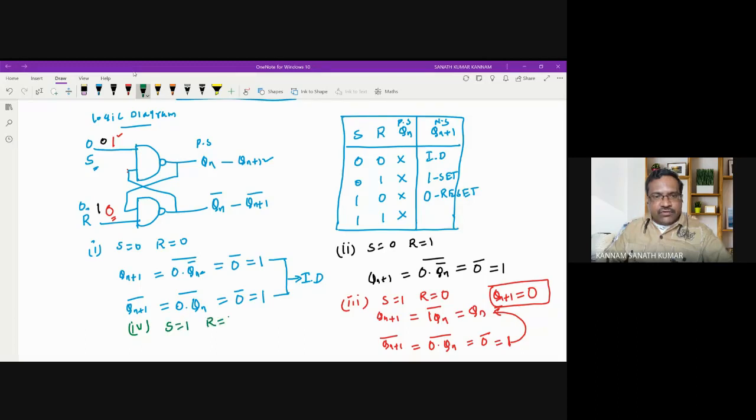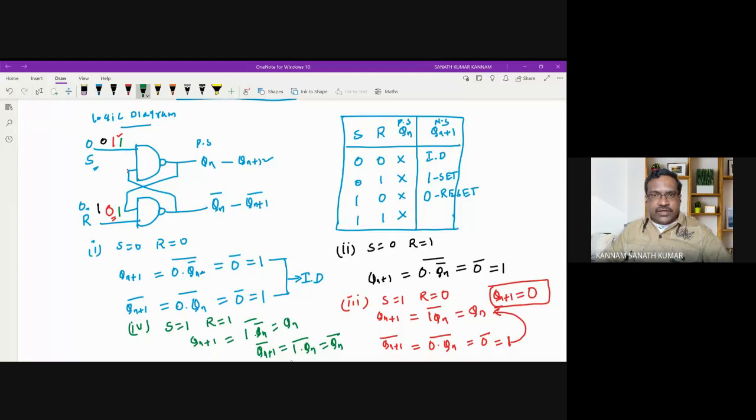And the last case, that is the fourth case, when S equal to 1 and R equal to 1. So what is Qn plus 1? When S is 1 and R is 1, Qn plus 1 equal to 1 into another input is Qn bar whole bar. So you are getting Qn. And if you want to find out Qn plus 1 bar, what is the one input? 1 into what is another input? Qn bar. So that means Qn bar.